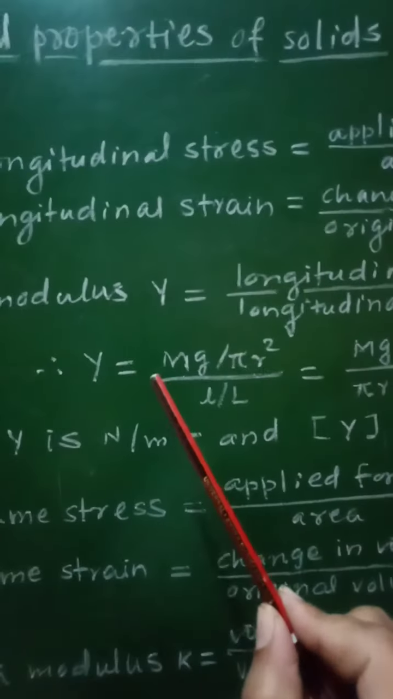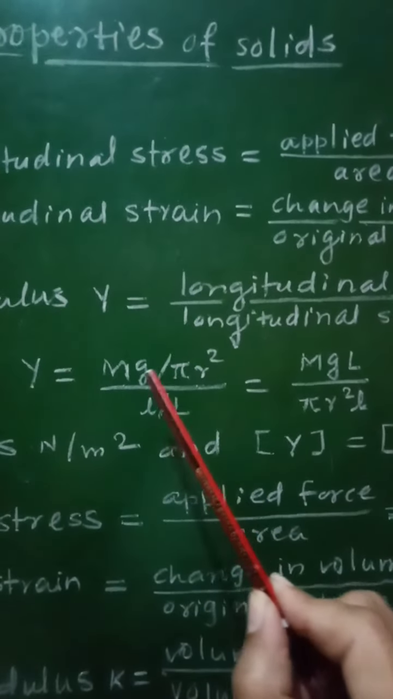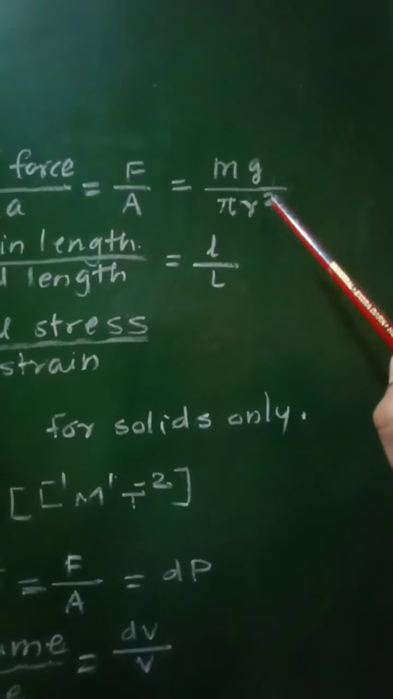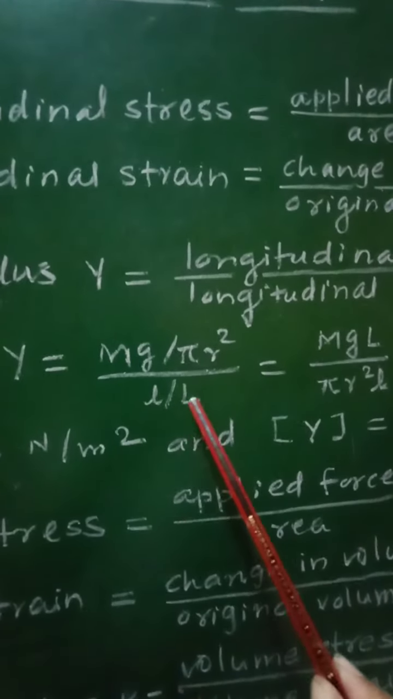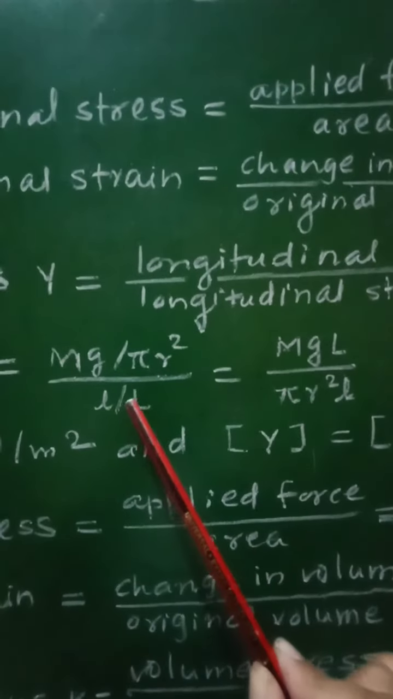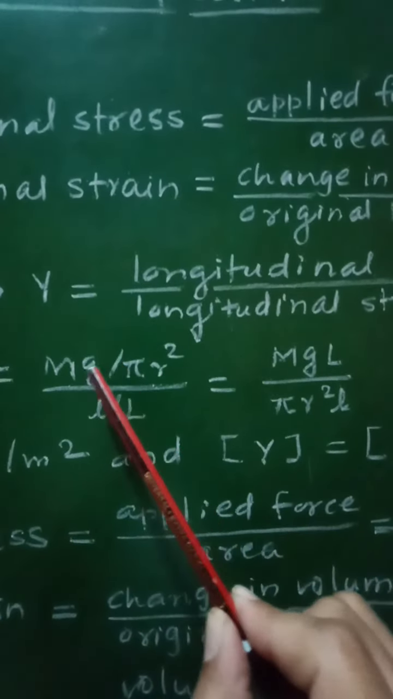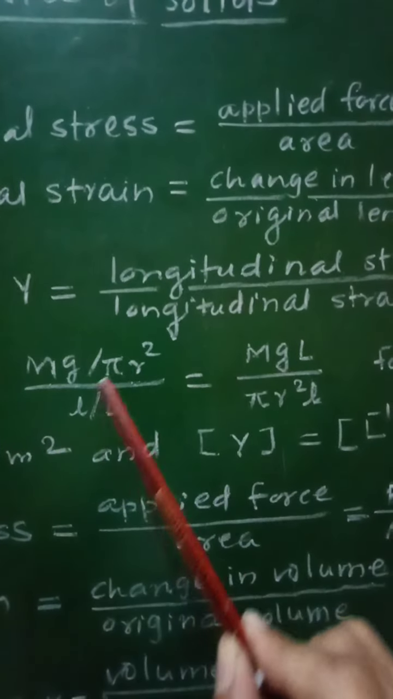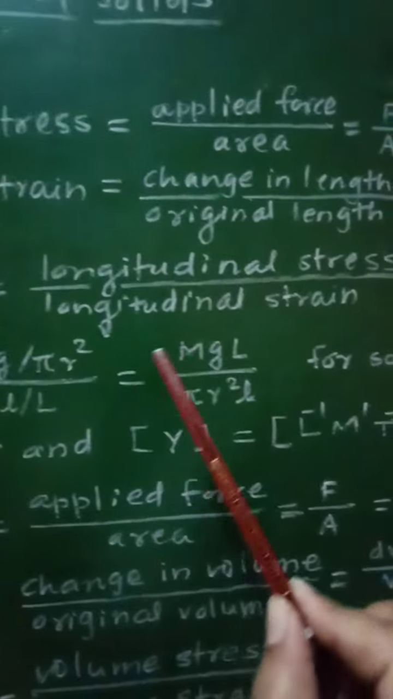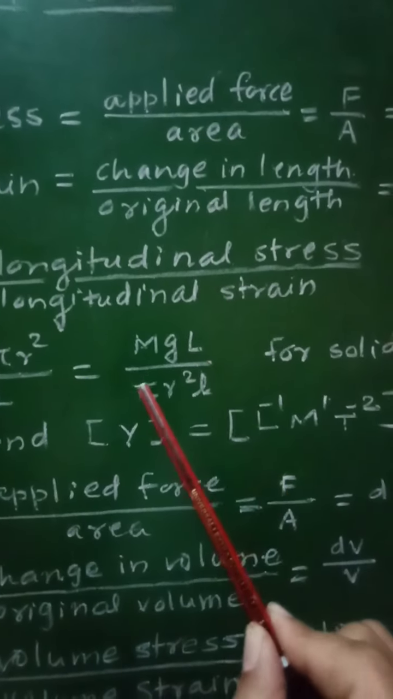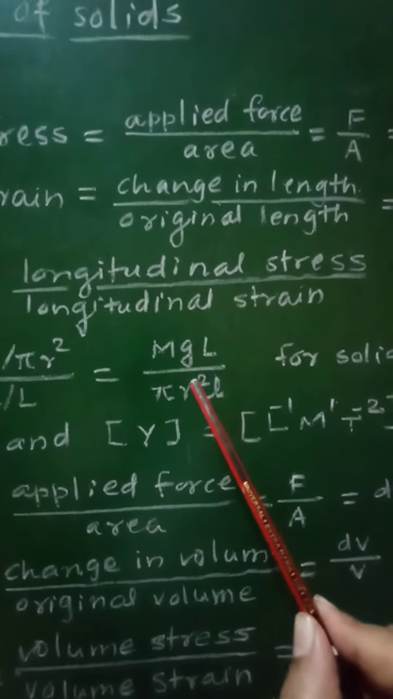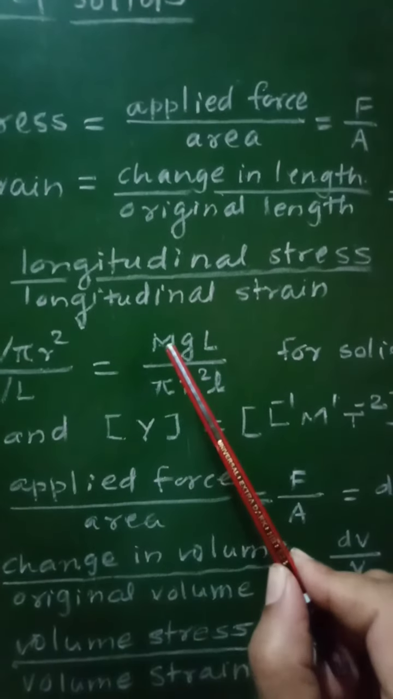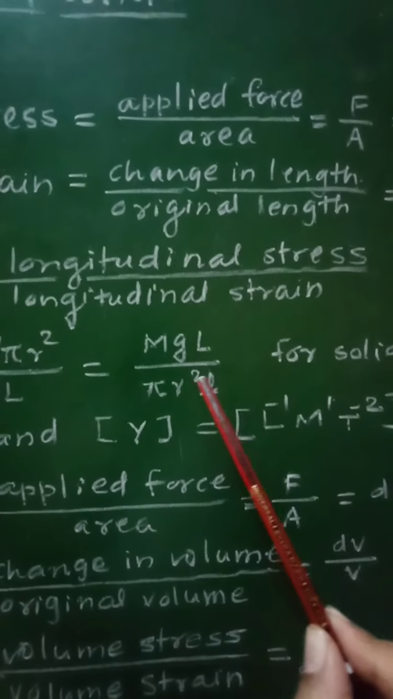So Y is the longitudinal stress, mg upon pi r square, divided by the longitudinal strain, that is l by L. This L will be shifted to the numerator, that is mgL, and it will be divided by pi r square into small l, and therefore we get Y equals mgL upon pi r square l. This formula represents Young's modulus of material of that wire.